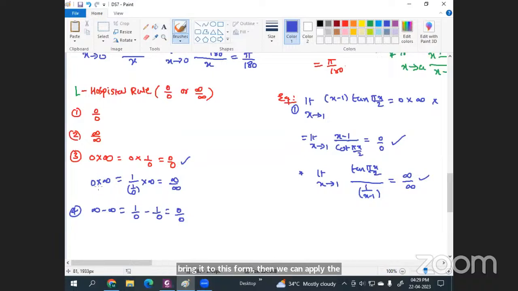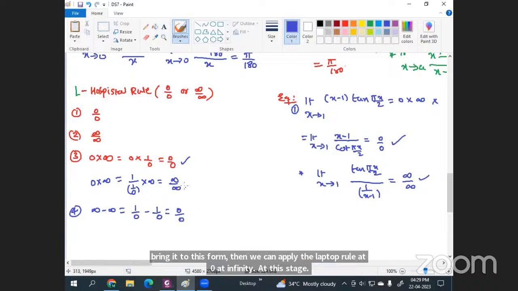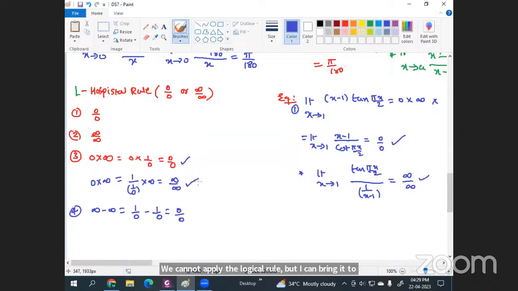At 0 into infinity, at this stage, we cannot apply the L'Hopital rule, but I can bring it to this form, then I can apply the L'Hopital rule. So infinity minus infinity, at this stage, I cannot apply the L'Hopital rule, but finally I can bring it to the form of 0 by 0. So in this case, I can apply the L'Hopital rule.